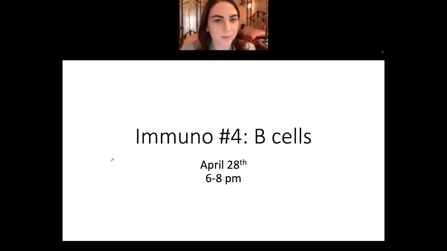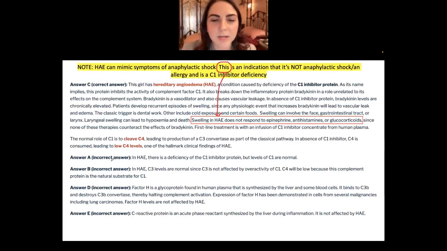Okay, so we're going to start with B cells. I put this on here because I forgot to say something from yesterday when we were talking about hereditary angioedema. I wanted to mention that hereditary angioedema can actually mimic symptoms of anaphylactic shock, and we're going to talk about anaphylactic shock, I think, next week.